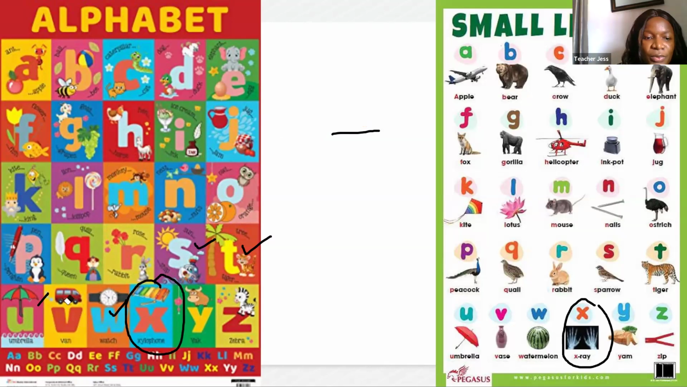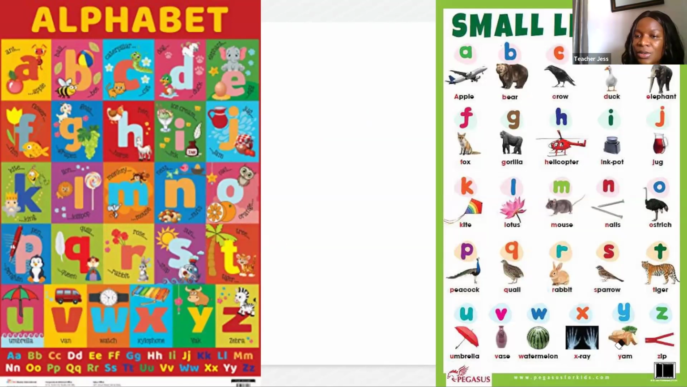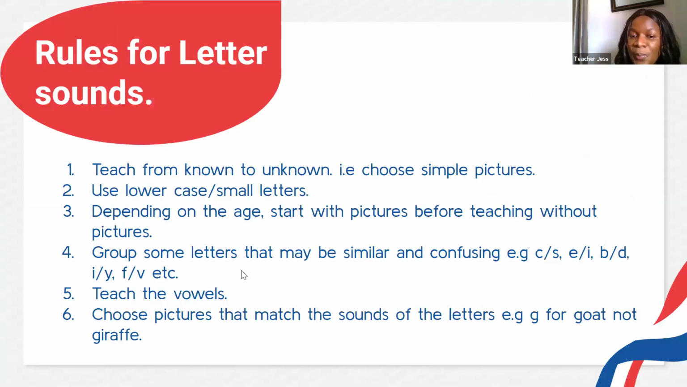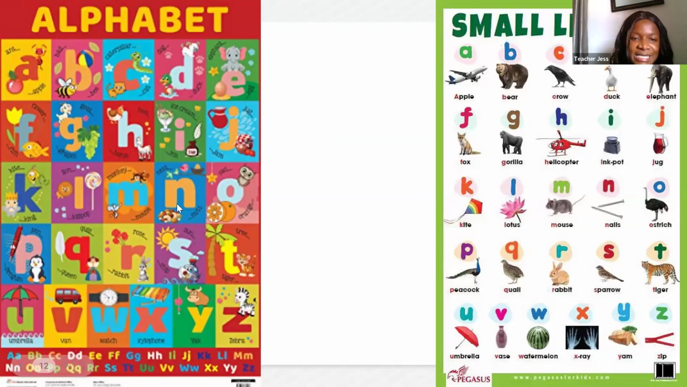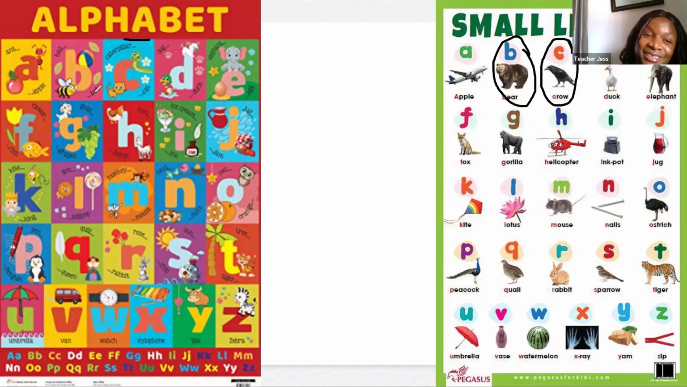So once again, we'll do a quick recap. The first rule: teach from known to unknown. Choose simple pictures, or pictures that are easy for them to say. Apple, ball. Before you go to beer, please pick ball. Before you go to crow, please pick cat. Before you pick caterpillar, please, cat is simpler, cat is easier.